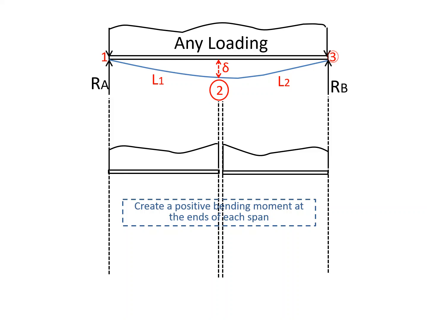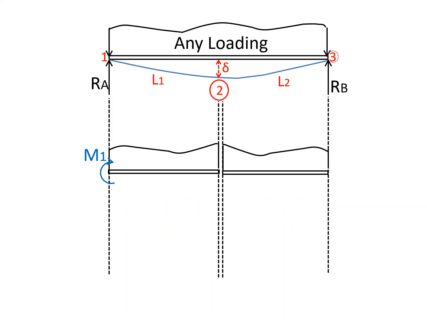you're going to create a positive bending moment at the ends of each span, meaning on the leftmost end, at point number 1, you place M1 in that direction. And in the middle, you have M2. And on the rightmost end, in this direction, this is M3. Remember, from your strength of materials, this is how we create a positive bending moment.